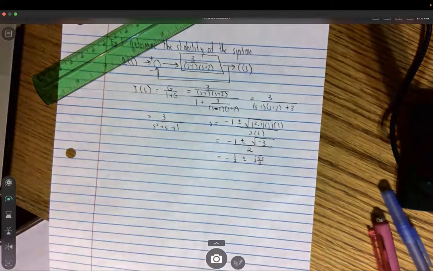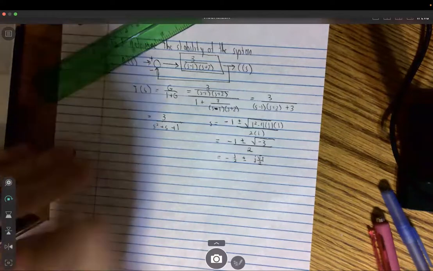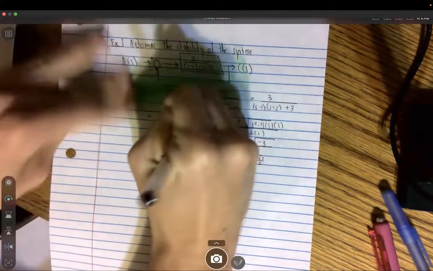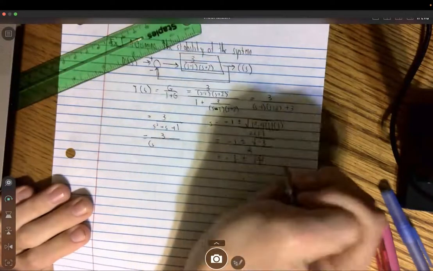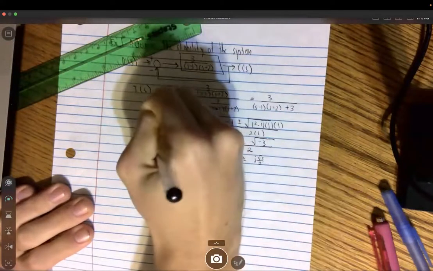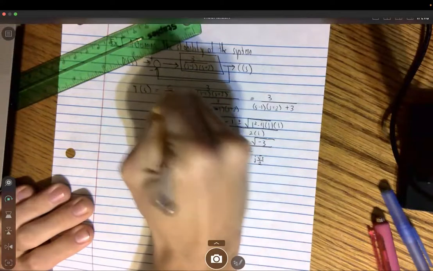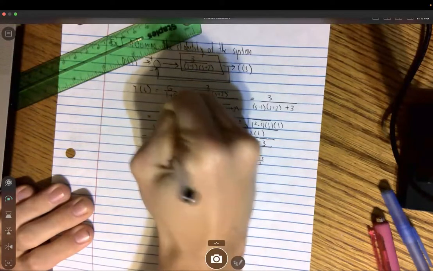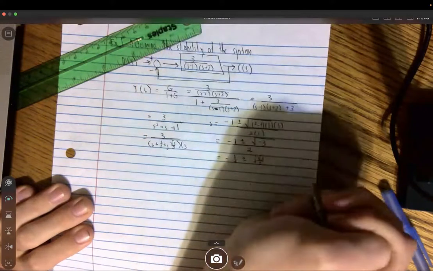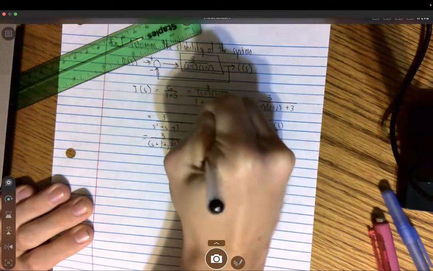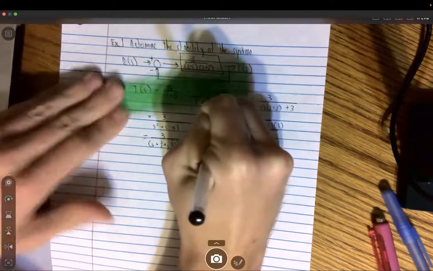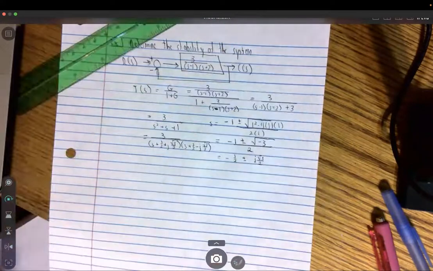And when we plug this in, we're going to get 3 all over s plus 1/2 plus j rad 3 over 2, and then s plus 1/2 minus j rad 3 over 2. Okay, so that's what we would have here.